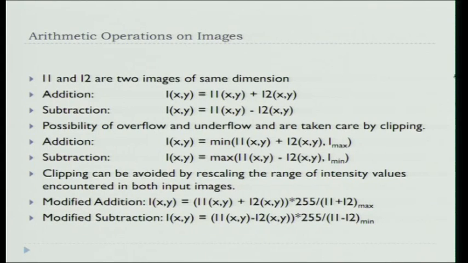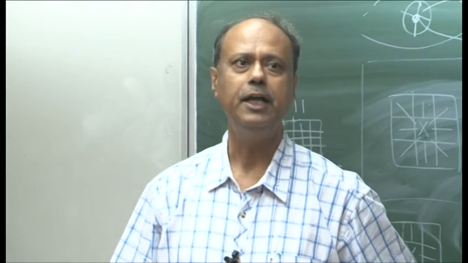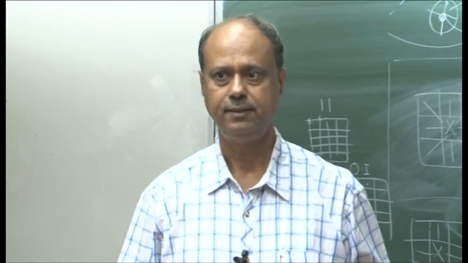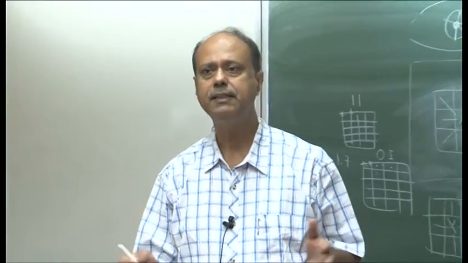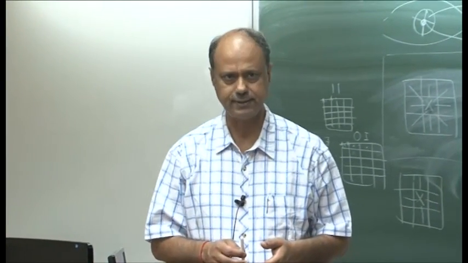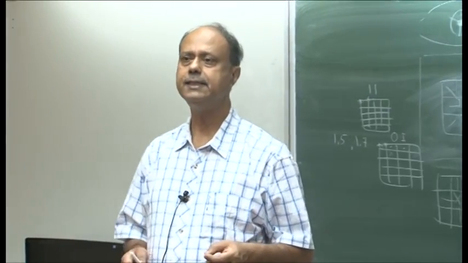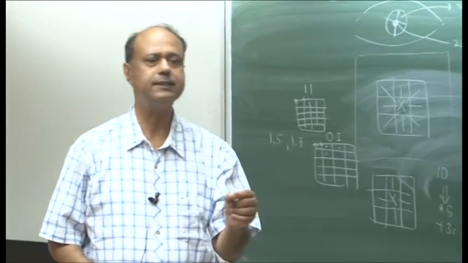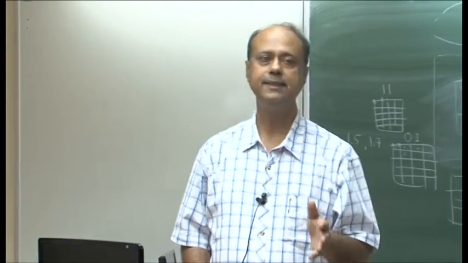Now, arithmetic operations on images. Suppose I want to add two images, right. First thing to remember, these two images must have the same dimension. Second, once you are adding, I assume they are representing the same objects. If they are not the same objects, it does not have much meaning to add the two images, right. Third part is that they are registered.